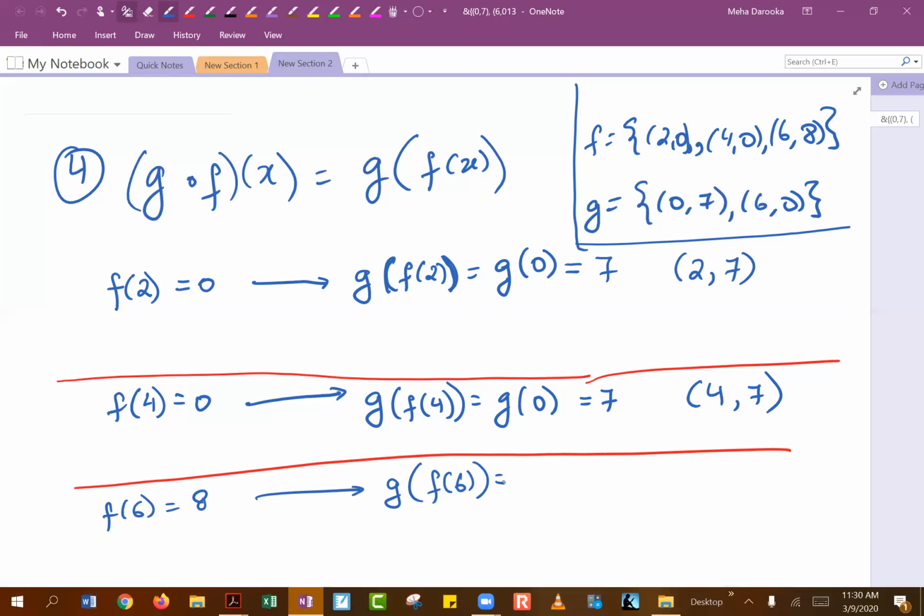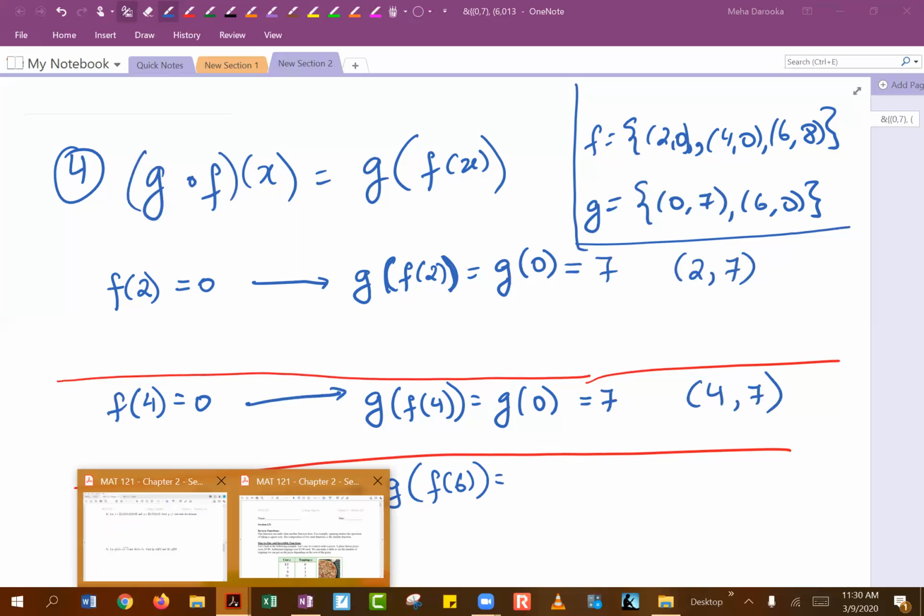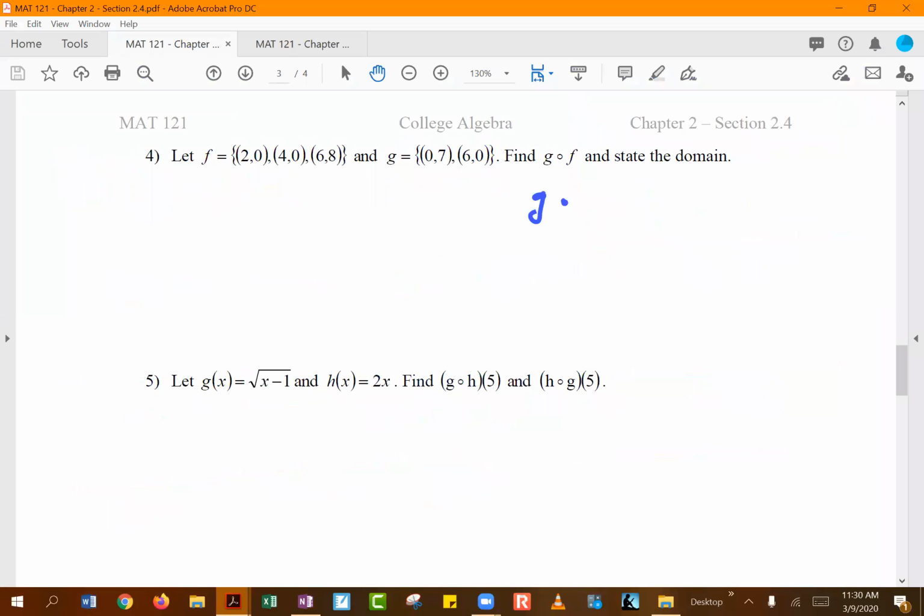Is that all we needed to do for ordered pairs? In the general form, yes, because they didn't tell us to find g of f at this x value. They just said find g of f. If they wanted a specific value, then they would have given you g of f at 2 or something like that, and then you would only use that ordered pair. But since they just said find g of f, that means you're finding the whole function. So start at the first point and keep working until you come to the end.